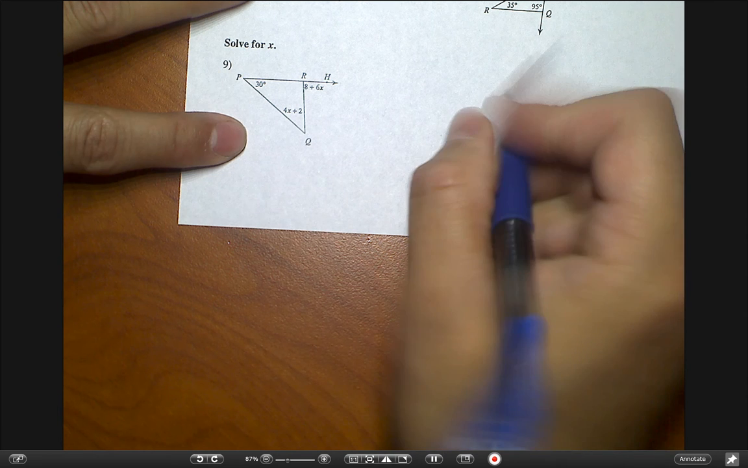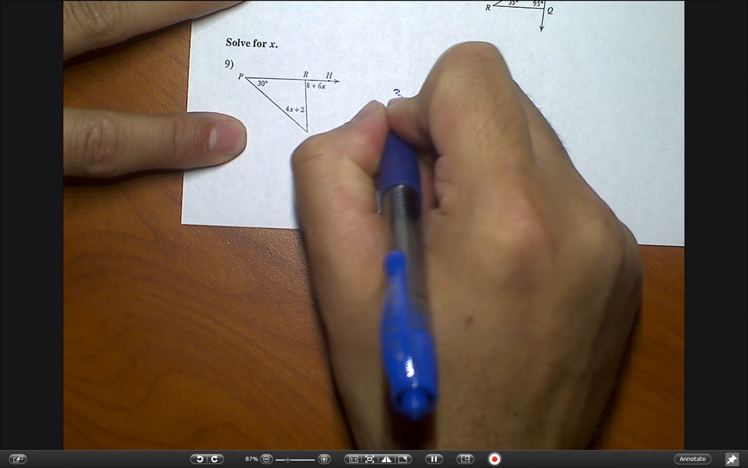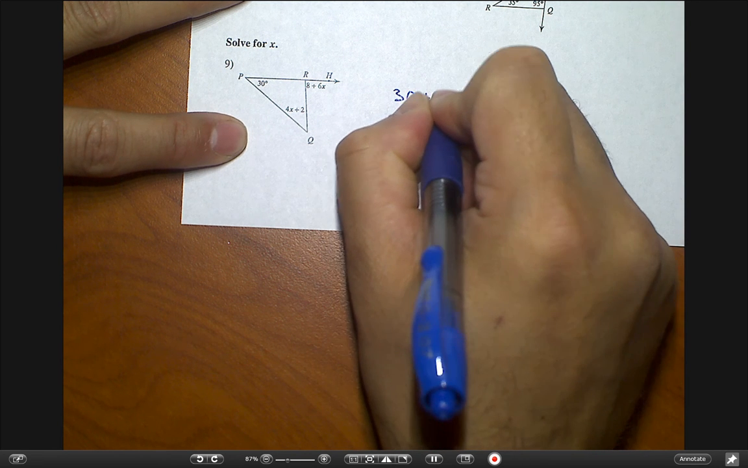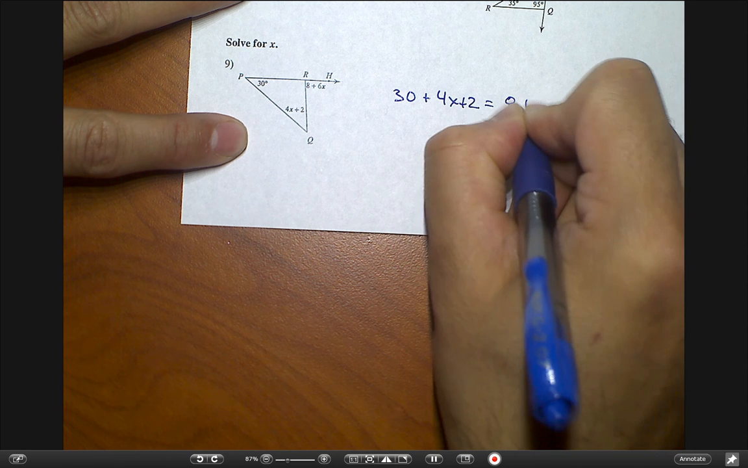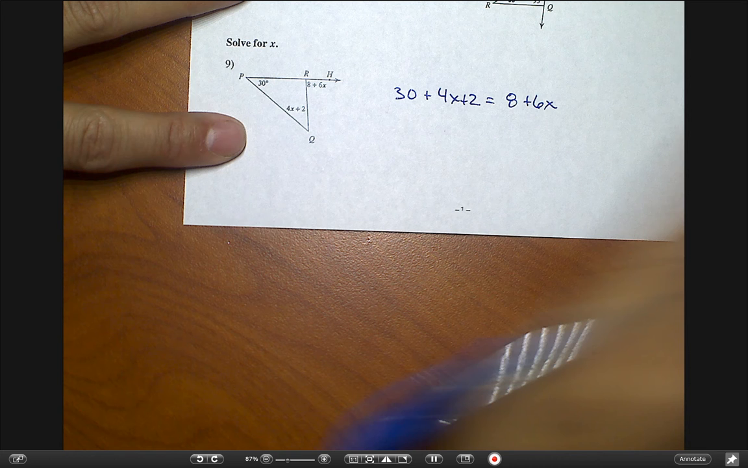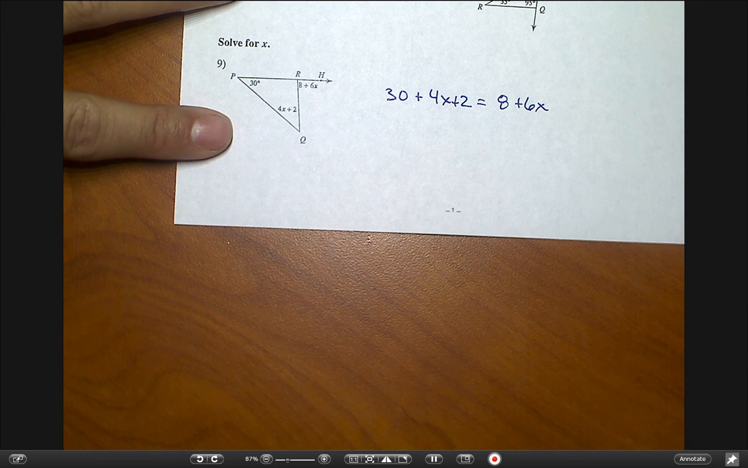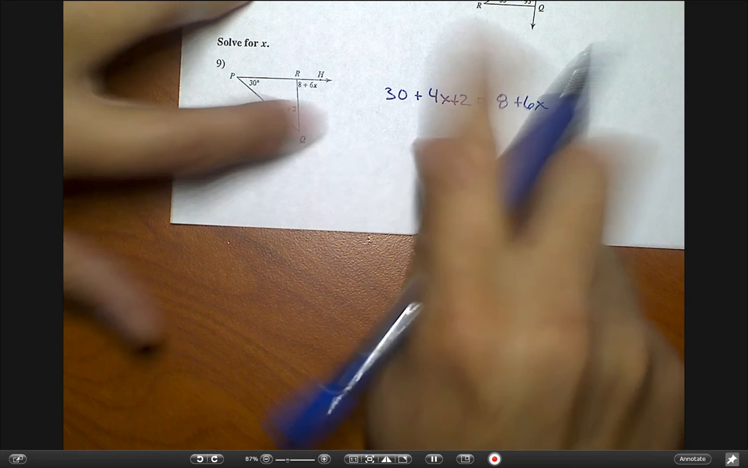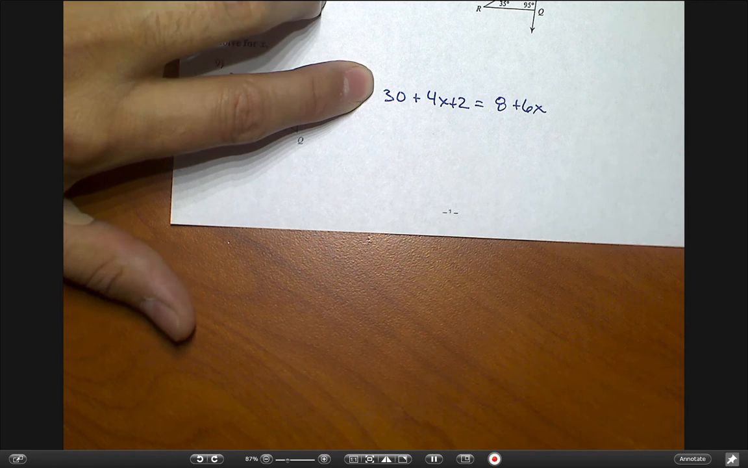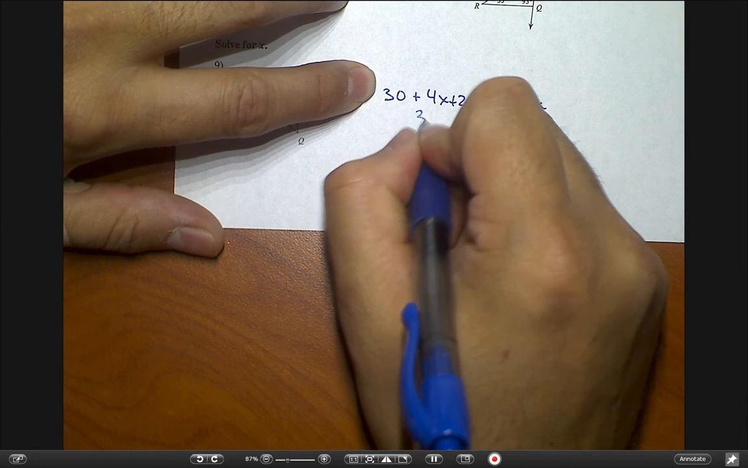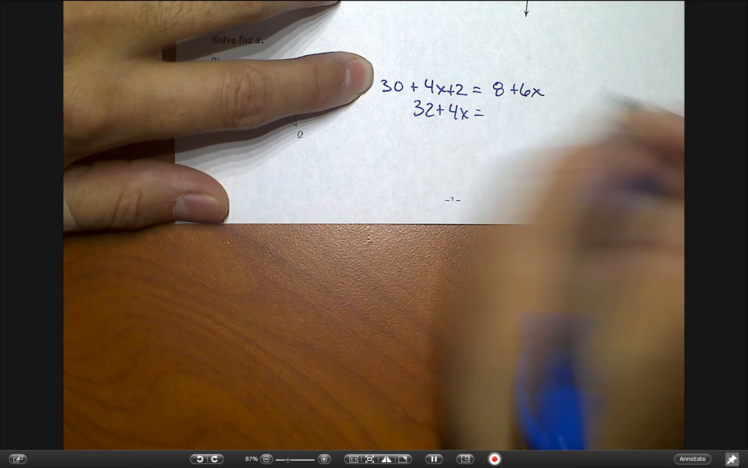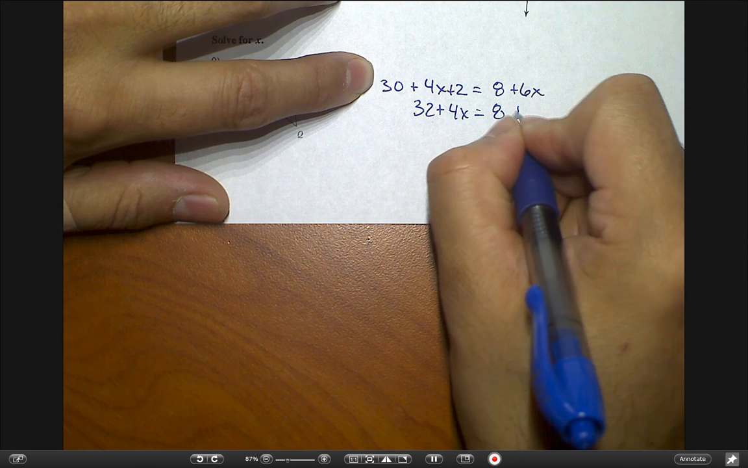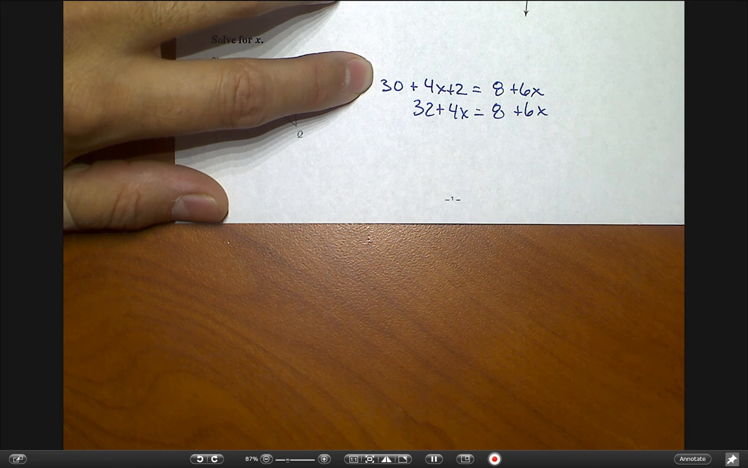So my equation is going to be 30 plus 4x plus 2 equals 8 plus 6x. So now I have an equation here, don't I? First step, combine or simplify, right? So how many do I have over here? I should have 32 plus 4x equals, bring this down, 8 plus 6x. Now what are you going to do?